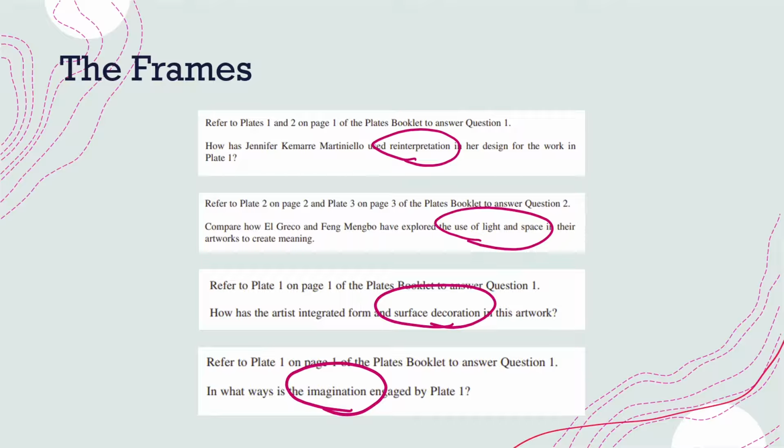Reinterpretation relates to the postmodern frame. The use of light and space and surface decoration are both structural qualities of artworks, and the imagination is a feature of the subjective frame. You not only need to know which is the frames question, you also need to know which of the 4 frames is being assessed. Knowing the frames intimately will help you to identify which one you should be using to answer the question.